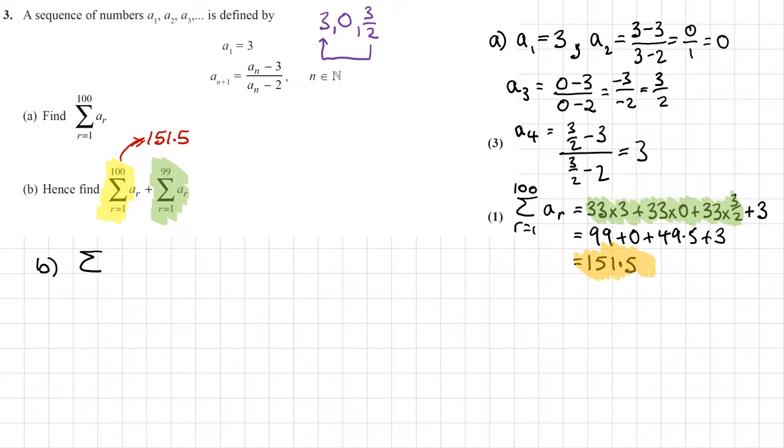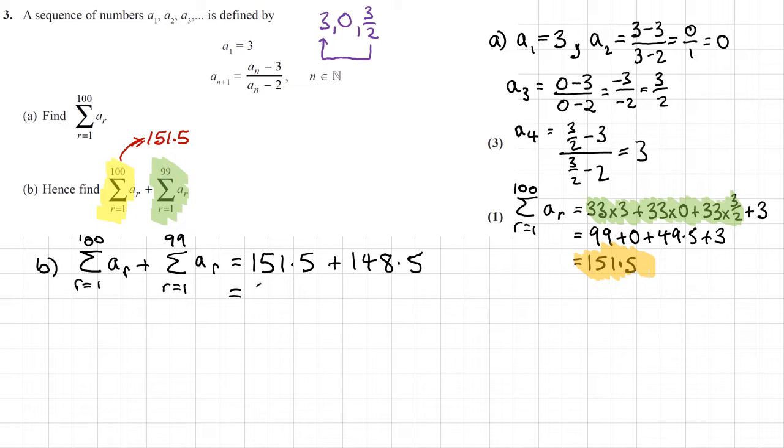So the sum of the first 100 terms plus the sum of the first 99 terms is equal to 151.5, which I've worked out already, plus basically this part here, which is going to be 3 less than this, and that's going to be 148.5. And that gives me exactly 300.